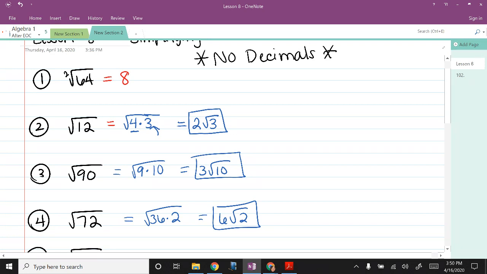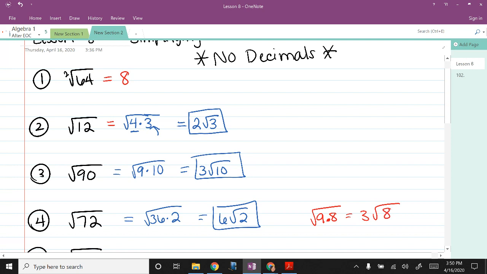Okay, so say that you couldn't think of 36, but you did think that 9 is a perfect square that goes into 72, and it is. And you use 9 times 8. Well, 9 times 8 is 72. Well, the square root of 9 is 3, so you pull that out and you get 3 radical 8.